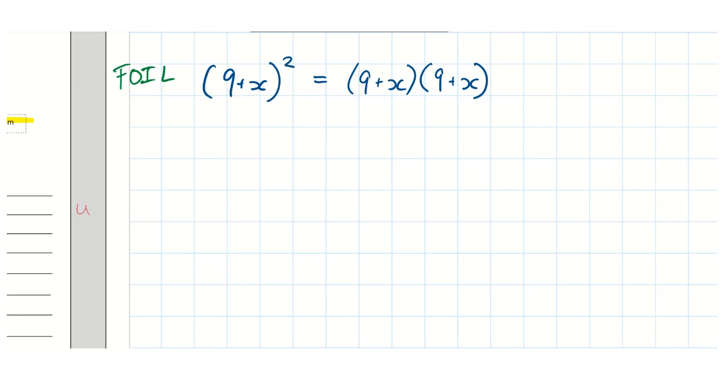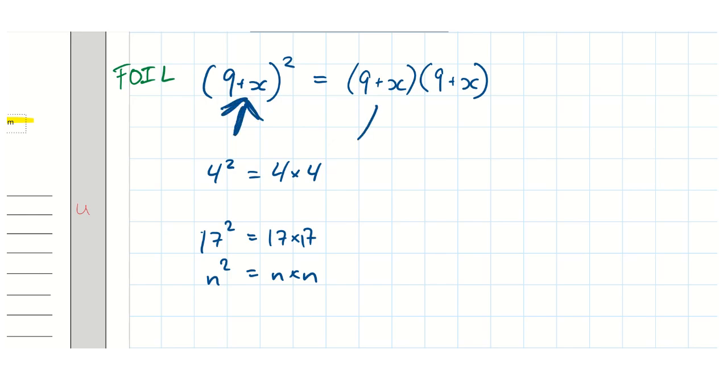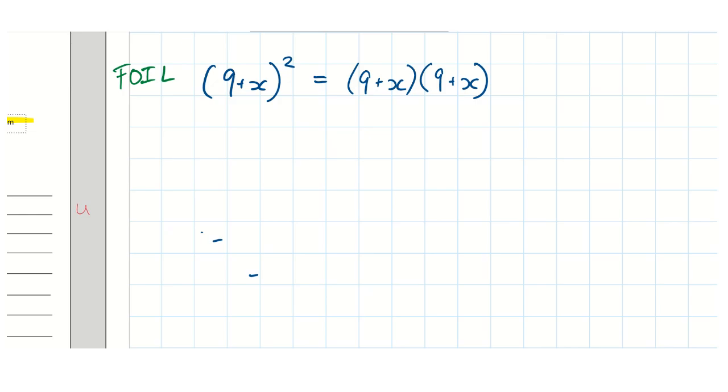This may be a little bit confusing to you, but just remember, if you've got 4 squared, that's the same as doing 4 times 4. And if you've got 17 squared, that's the same as doing 17 times 17. If you've got n squared, that's the same as doing n times n. And similarly, if I have 9 plus x squared, that's the same as doing 9 plus x times 9 plus x. So we're just writing it out in a different format.